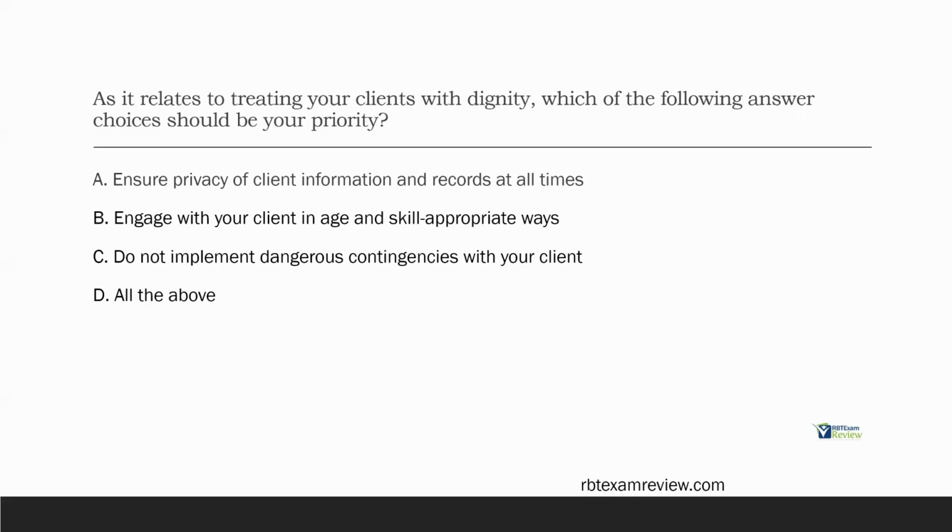So which of the following answers should be your priority? Well, all of these, right? D, all the above. You should focus on all of these when treating your clients with dignity. D is our answer.